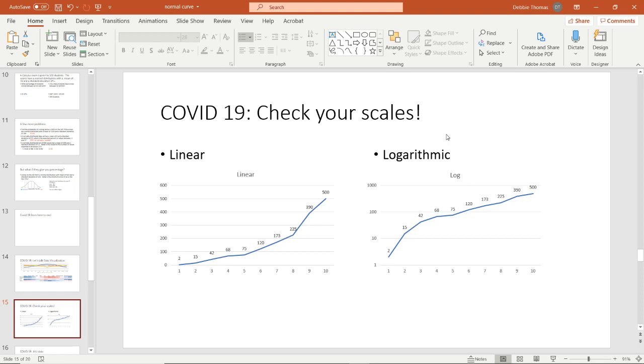Logarithmic graphs are really good for talking about rate of change, how quickly, how long, and a linear graph is much better at talking about how many.